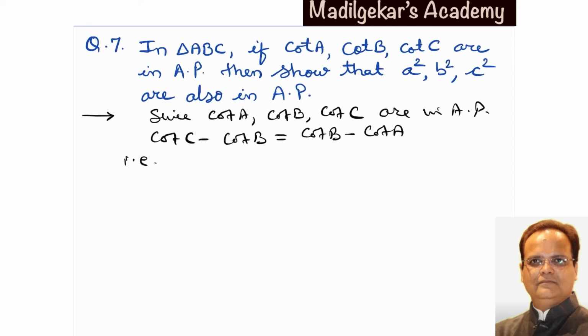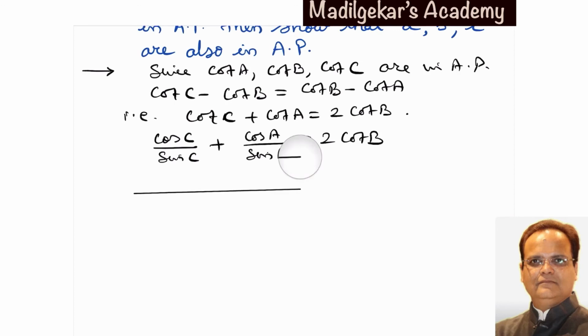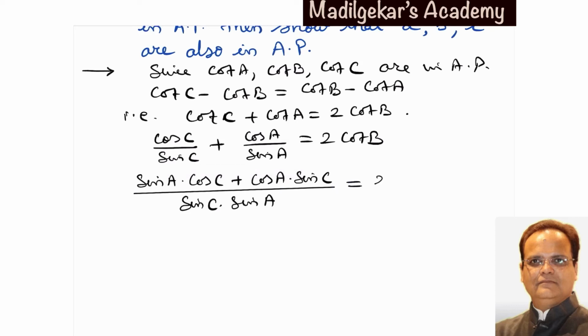That is cot C plus cot A equals twice cot B. Converting cot A and cot C into sine and cos, we have cos C upon sine C plus cos A upon sine A equals 2 cot B. Take LCM, it is sine C into sine A. So in numerator, it becomes sine A cos C plus cos A sine C. RHS as it is.